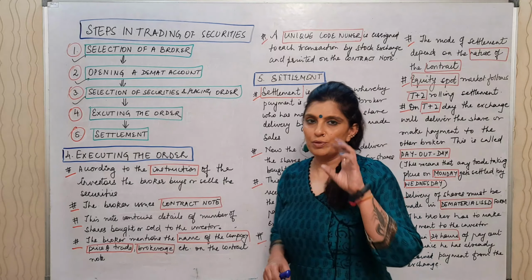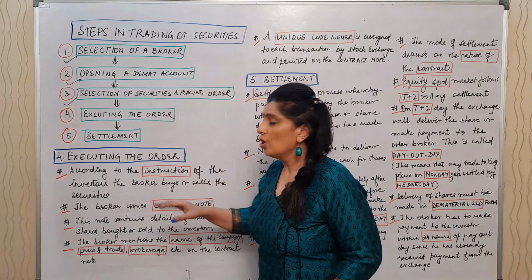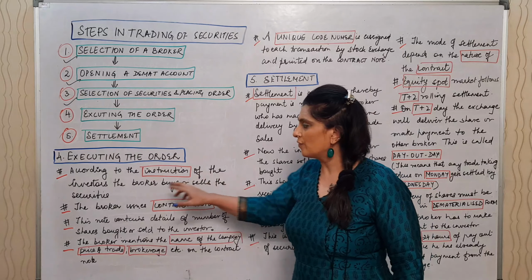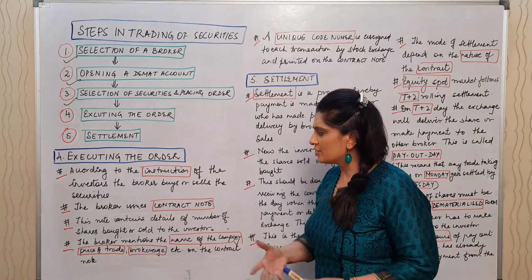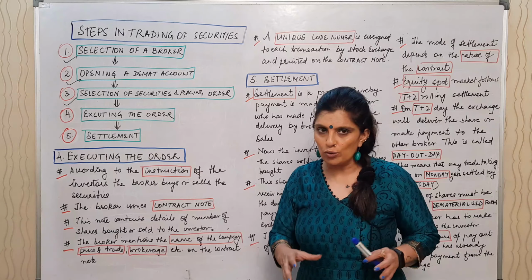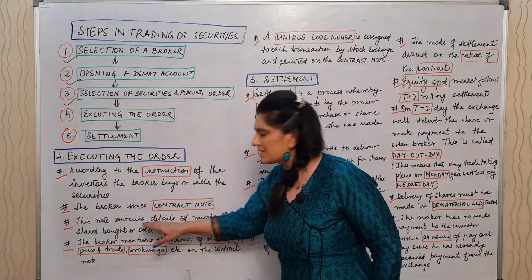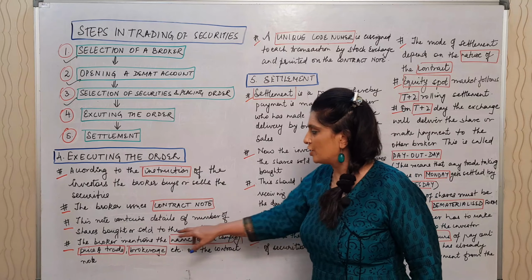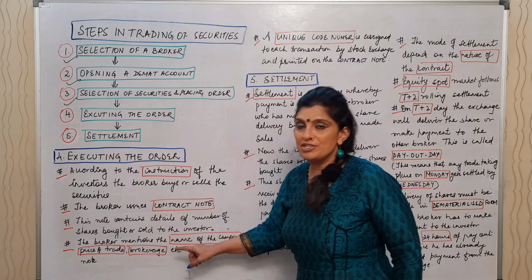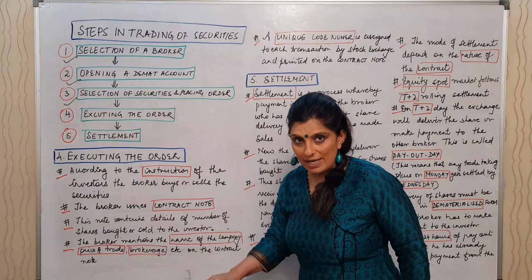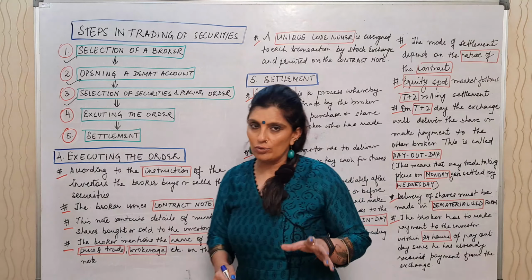Continuing with the process, next we come to executing the order. That is the fourth step. According to the instruction of the investor, the broker buys or sells the securities. Now, a contract note has to be signed. The broker issues a contract note. This contains the details of the number of shares to be bought or sold for the investor. The broker also mentions the name of the company, price of the security, trade, brokerage, etc. on the contract note. Very important.